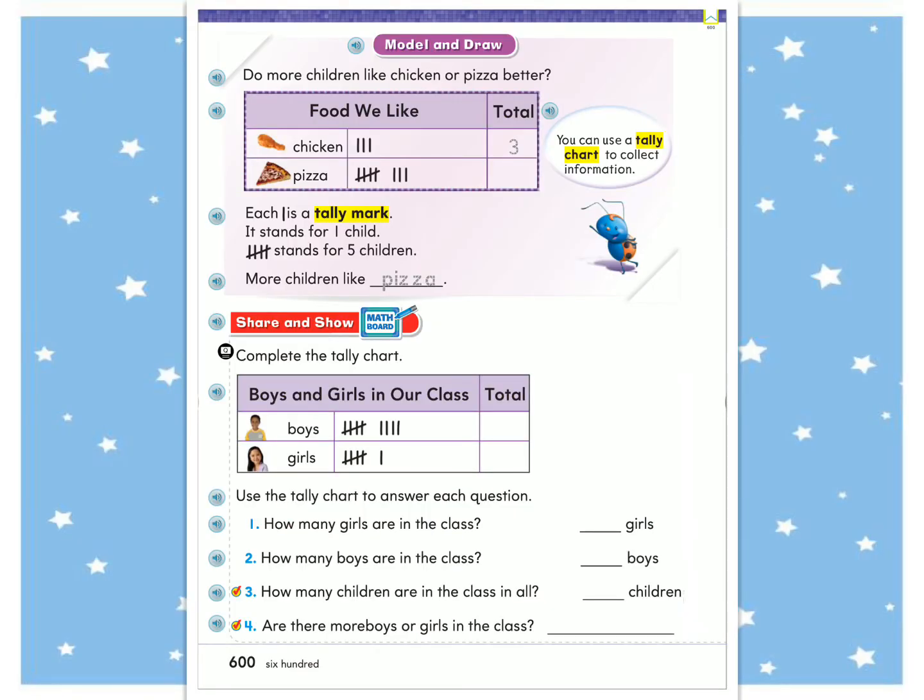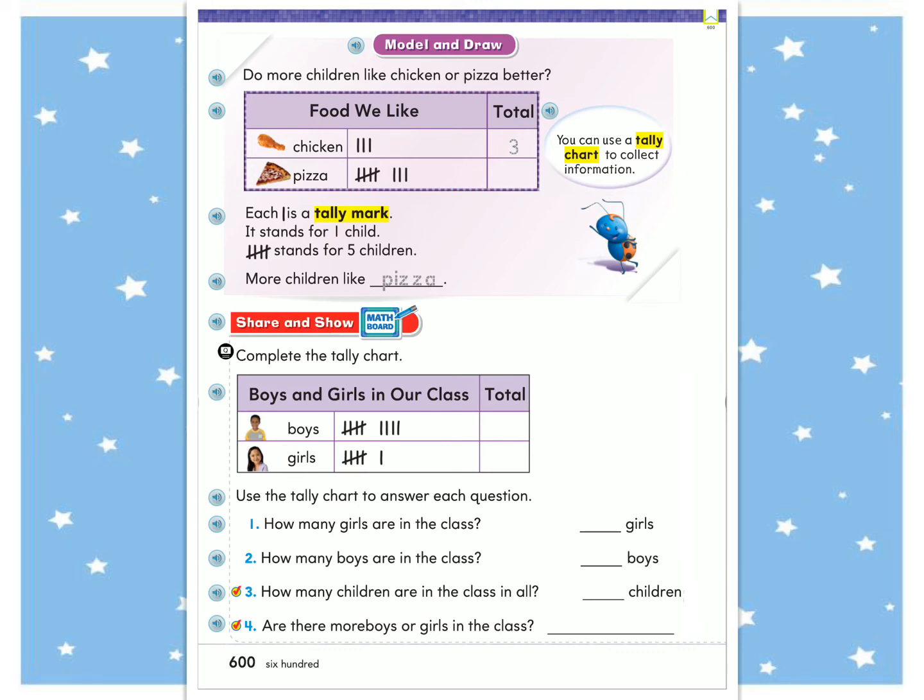Now, as you see, we arrived to our book. We will work together. I'm sure that you prepare your book always with our math lesson. Now, I want you please to open page 600 and let's model together. Do more children like chicken or pizza better?